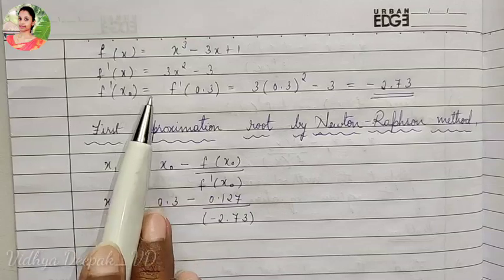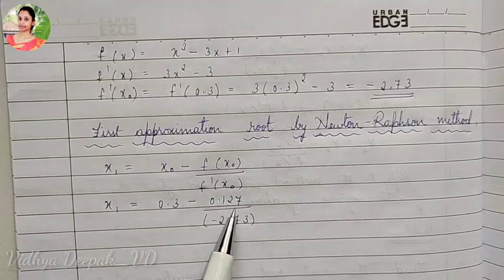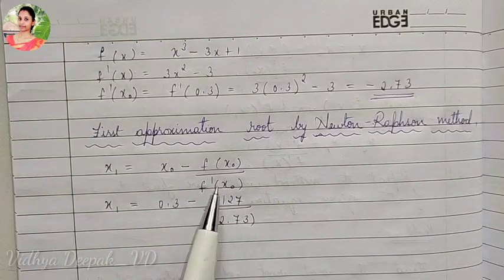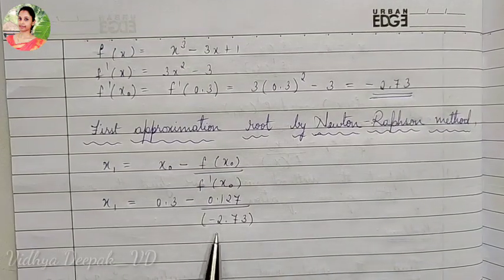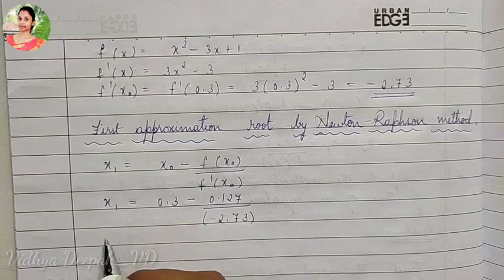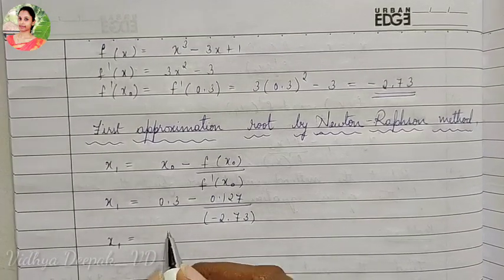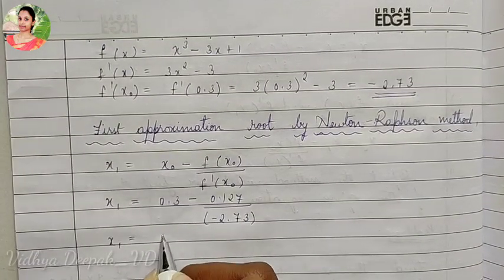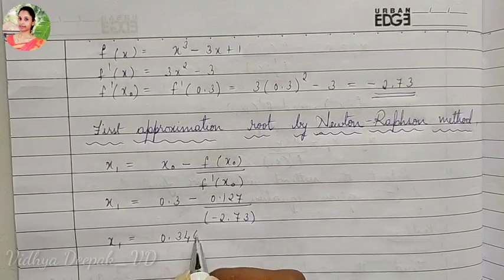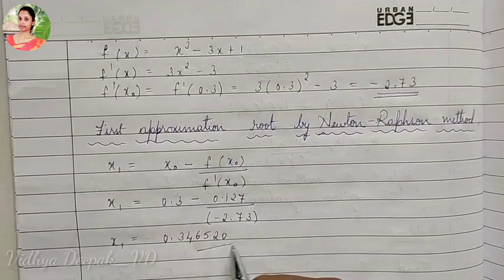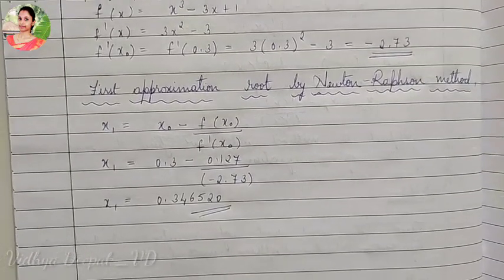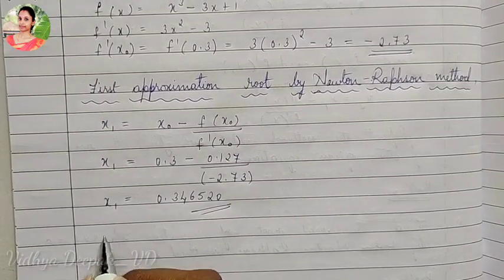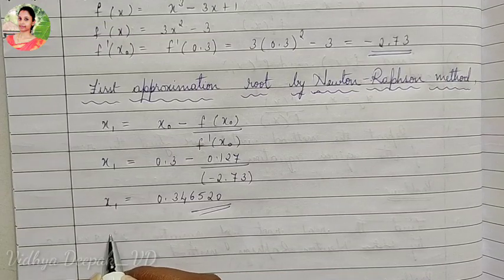We got it already, right? f of 0.3 was 0.127 divided by f dash of x0, which was minus 2.73. So I am substituting that here. Now calculate this. What do we get as the x1 value? That is 0.346520. Okay, so as soon as we get x1, our aim is to find f of x1 as well as f dash of x1 for the next formula.